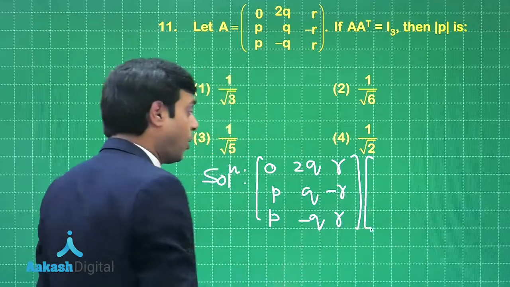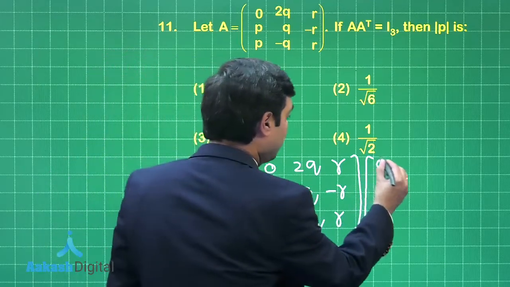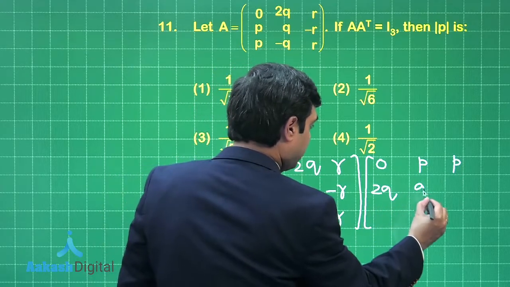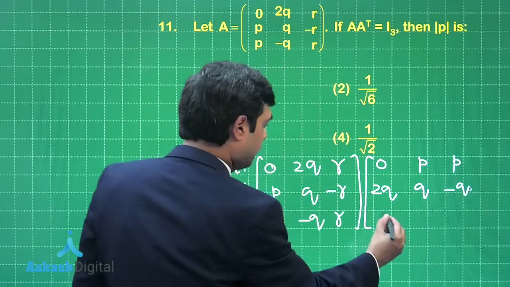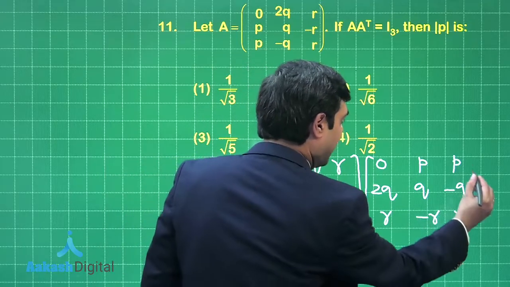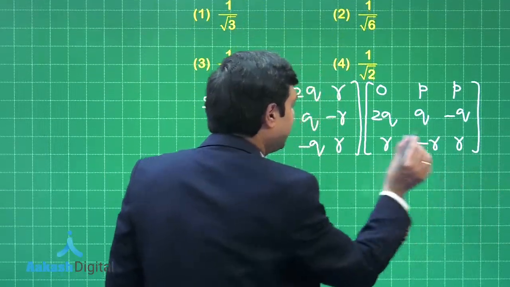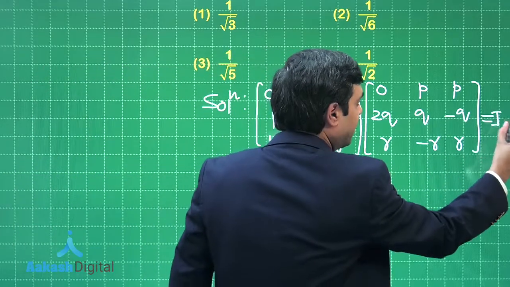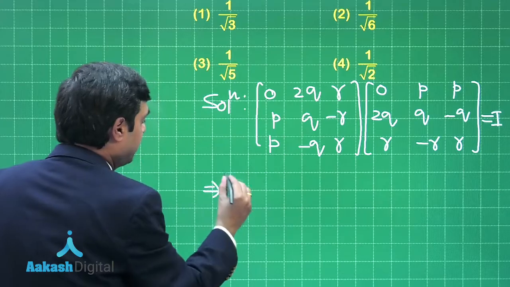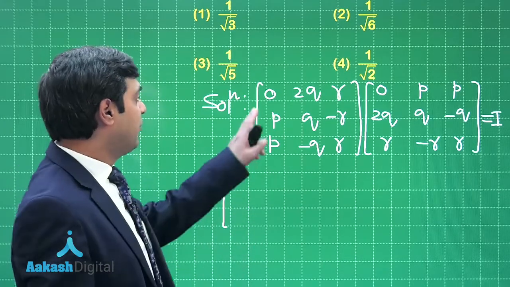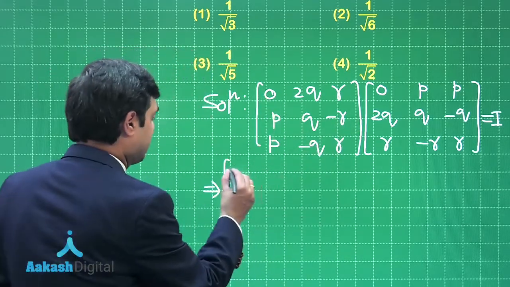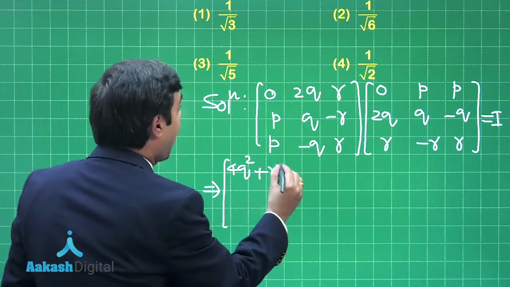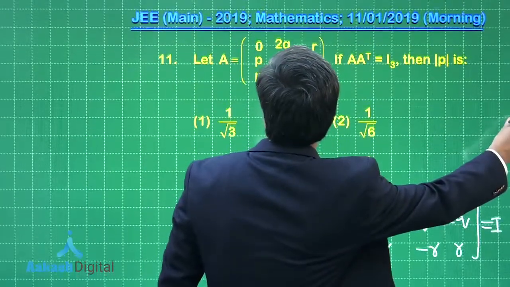This is A. Now, A transpose, that is 0, p, p; 2q, q and minus q; r, minus r and r. Now, just multiply these two matrices to get the result for it, as this is equal to I3, correct. We can write I only. This is equal to, when you multiply you find 0 plus 4q square plus r square over here, right.